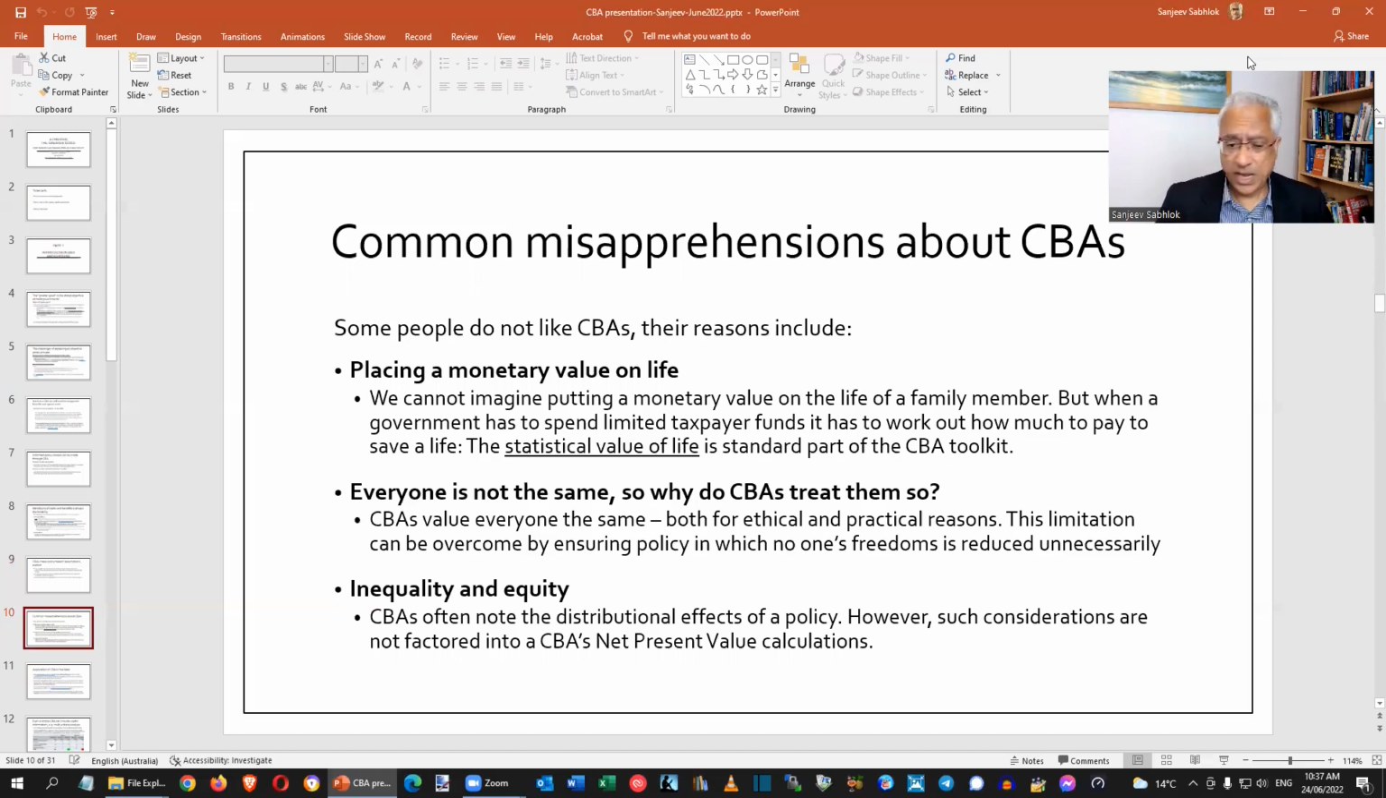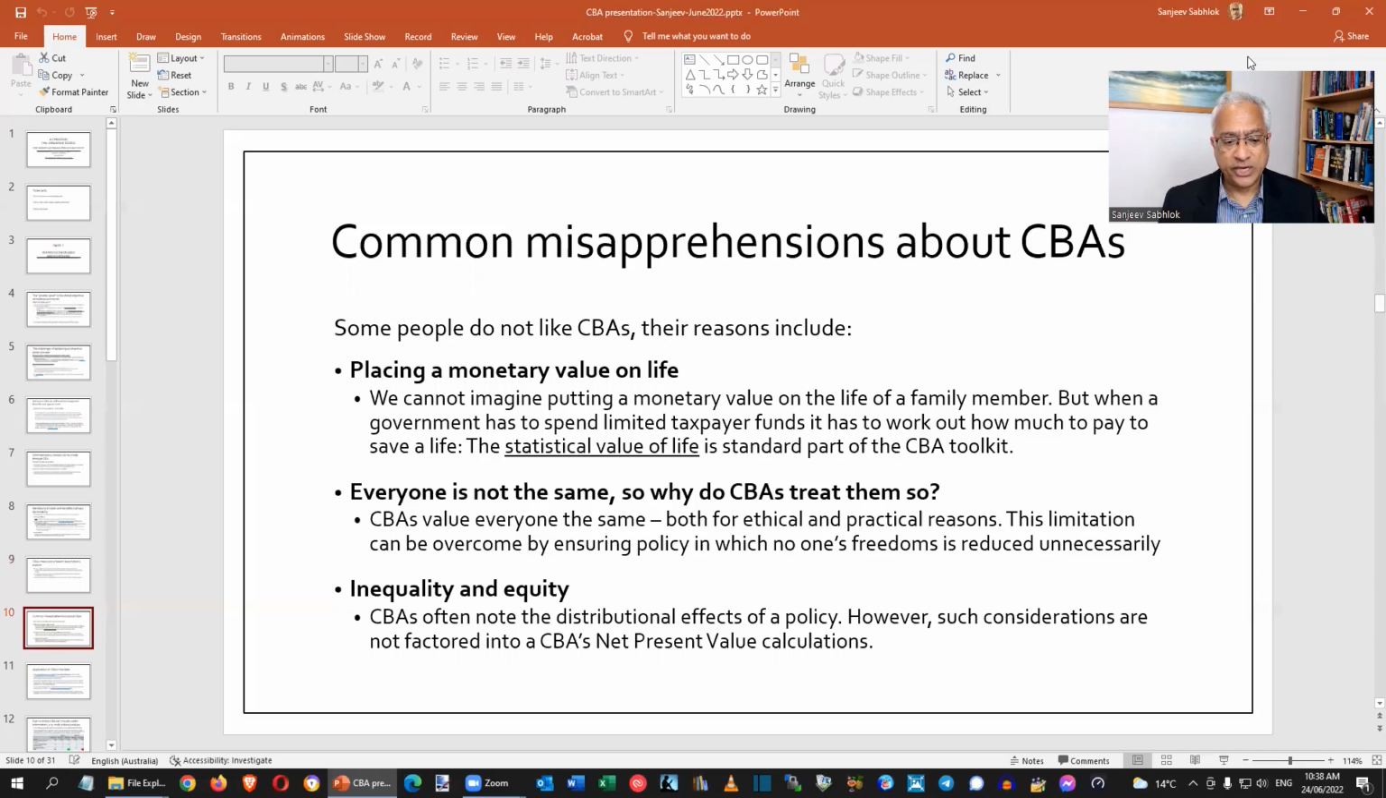Then, of course, in cost benefit analysis, everybody is treated the same, but they're not really the same. Of course, that's not true. But for practical purposes and also for some ethical purposes, this is not a bad thing to do. Of course, we should not impinge on anyone's freedom, and people value their freedoms differently, and we must not impinge on it. And so the way to do that is to minimize anything that impinges on people's freedom. That's what a cost benefit analysis does. It looks at options that minimize the impact on freedom.